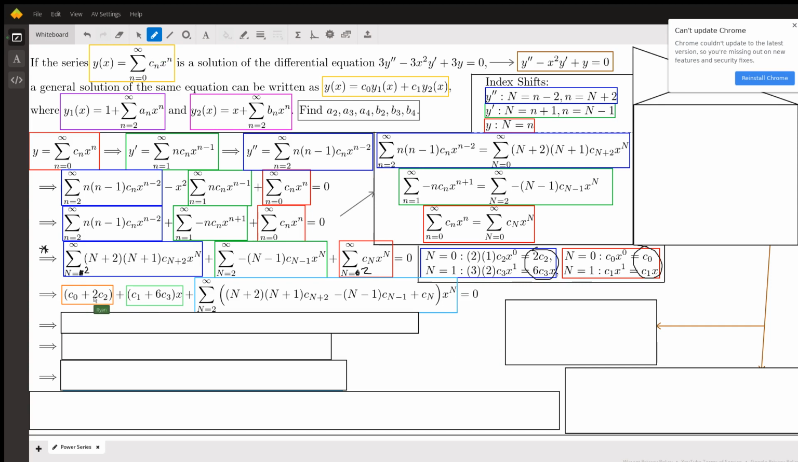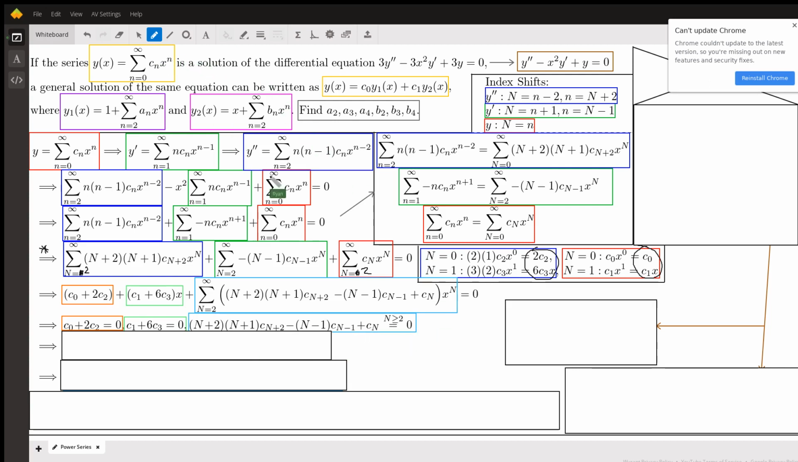So we can conclude that the orange here, c0 plus 2c2, should equal 0. The green, c1 plus 6c3, should also equal 0. And in blue, this is actually an infinite amount of coefficients. Each of these will equal 0 for any value of n that's 2 or greater. So n plus 2 times n plus 1, cn plus 2, minus n minus 1, cn minus 1 plus cn, and that's all equal to 0 as long as capital N is greater than or equal to 2.